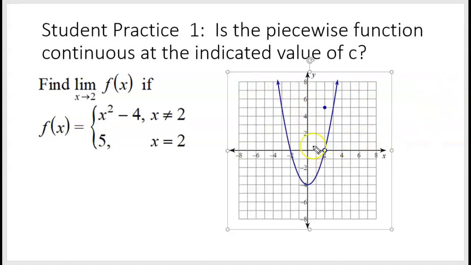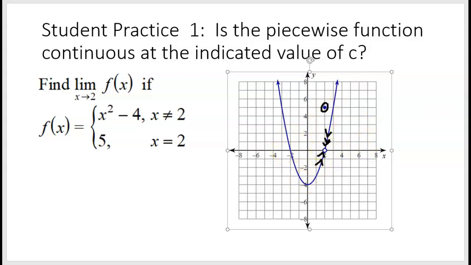Here it is. So the limit from the left is 0, and the limit from the right is 0, but the value of the function is 5. We have a hole with a dot above it. In that case, even though the function exists and the limit exists, since that dot is not in the right spot, it's still a gap, and therefore it's not continuous.